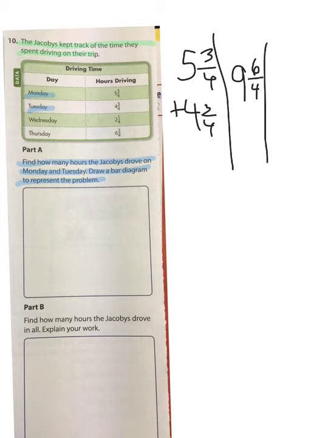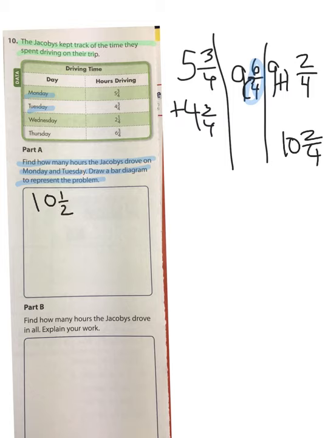And we just have to fix it. So we have 9. We know that 6/4 is going to be greater than a whole. So we have 9, and then we need to put plus. Well, 4 goes into 6 one time. Then we're going to have 4 as our denominator, and 6 minus 4 is 2. So 9 plus 1 is 10 and 2/4, or 10 and a half. So they spent 10 and 1/2 hours driving.